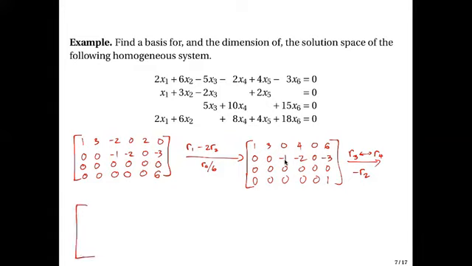So we will have 1, 3, 0, 4, 0, 6. And then you will have 0, 0, 1, 2, 0, 3. And then we will have 0, 0, 0, 0, 0, 1, and then the 0 row in here. Okay? For the last step, we make this 0 and we make this 0. And that becomes the RREF.